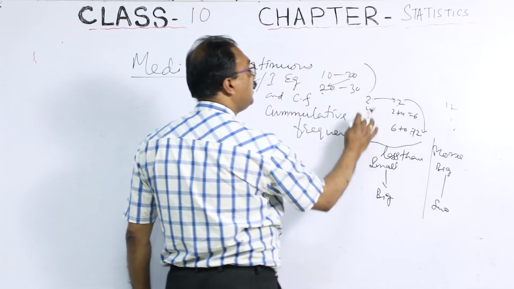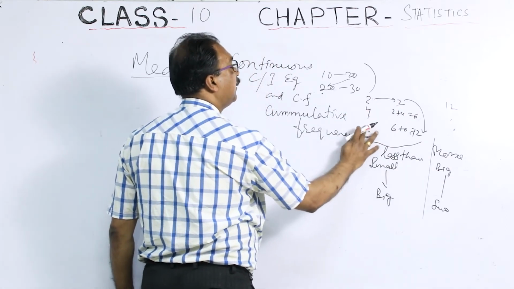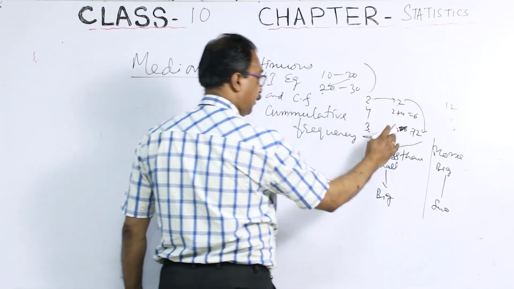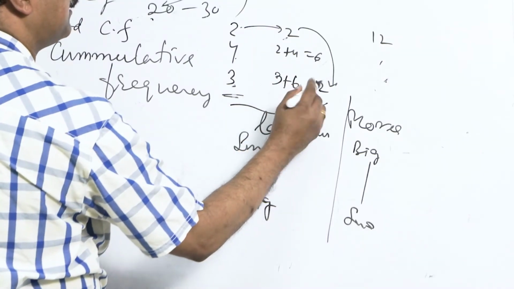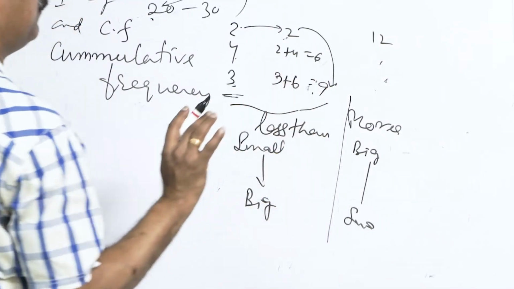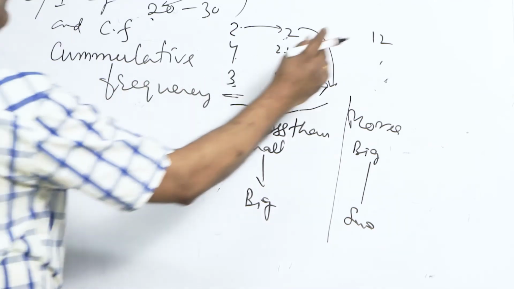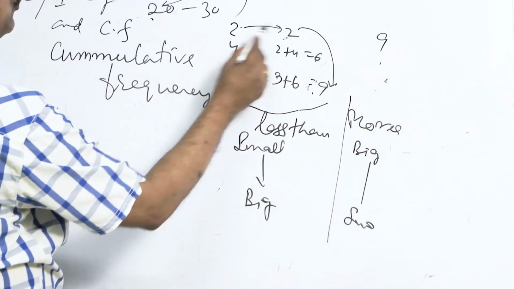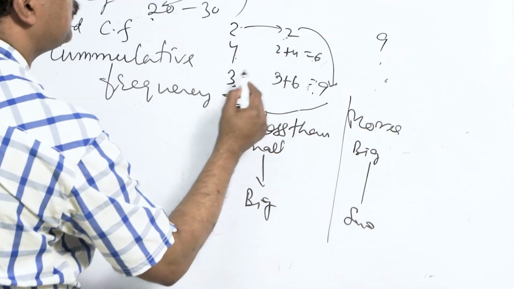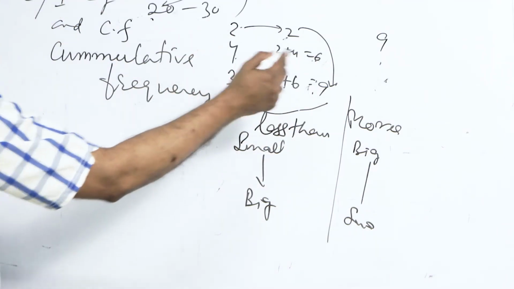So this is actually not a cumulative frequency. If you write here 3 as a frequency, then it will be 6 plus 3, yes. 3 plus 6, it will be 9. That is the cumulative frequency. So it is 9 you can write here. 2, 2 plus 4, 6. Then 6 plus 3, 9. This is the frequency column and this is the cumulative frequency.